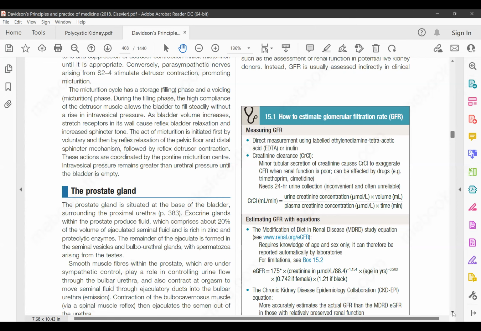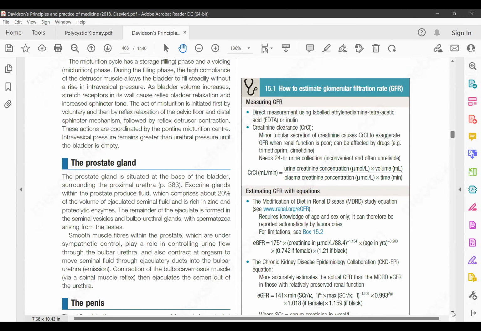If it is a Negroid patient, the chances of renal failure are higher, so you multiply by 1.21. If other races, just multiply by 1, which means you don't have to do any multiplication. So what are the things that I require? I require the patient's serum creatinine, the patient's age, the gender, and whether black or non-black.